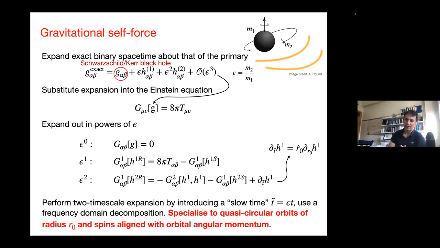That tells us about the perturbation to the space-time. But the other thing we need to consider is that this black hole here is not following a geodesic of the bigger black hole space-time, but is inspiraling. So we need to write down equations for the orbit of this small black hole around the big one.